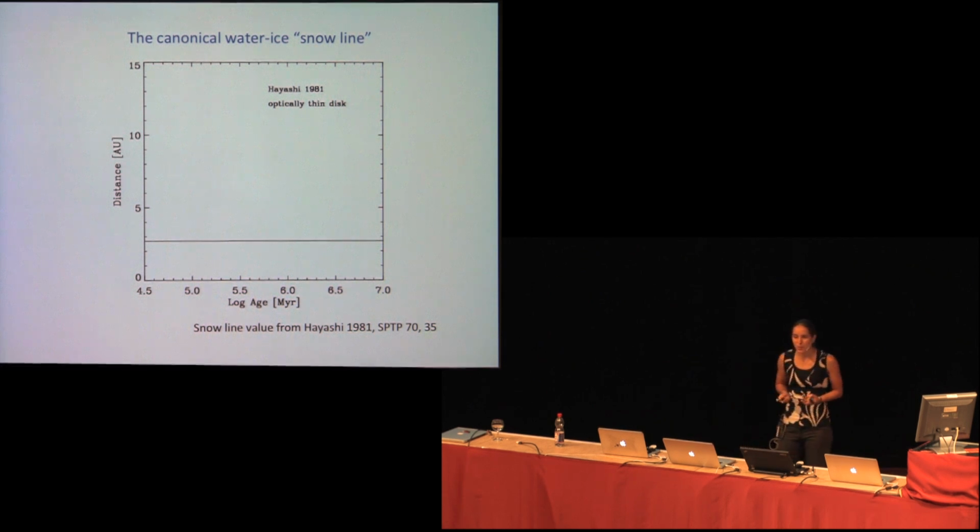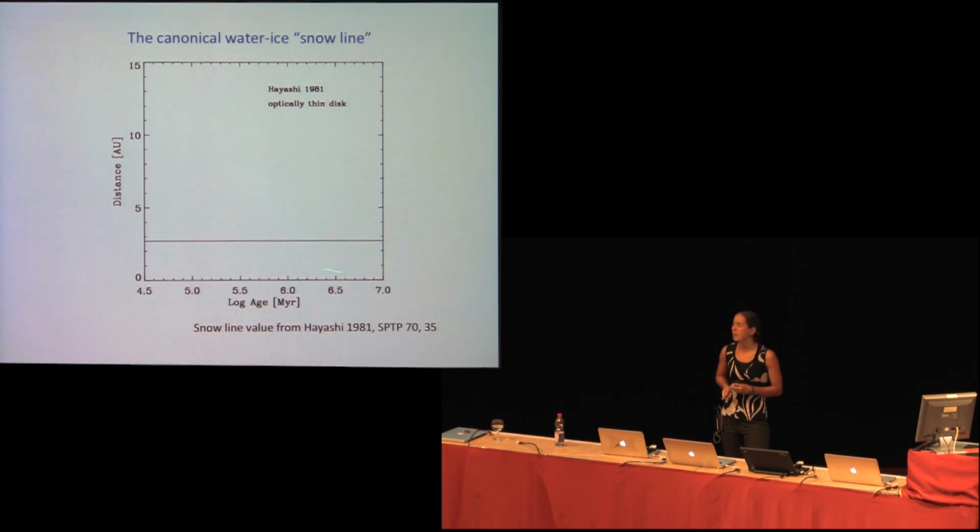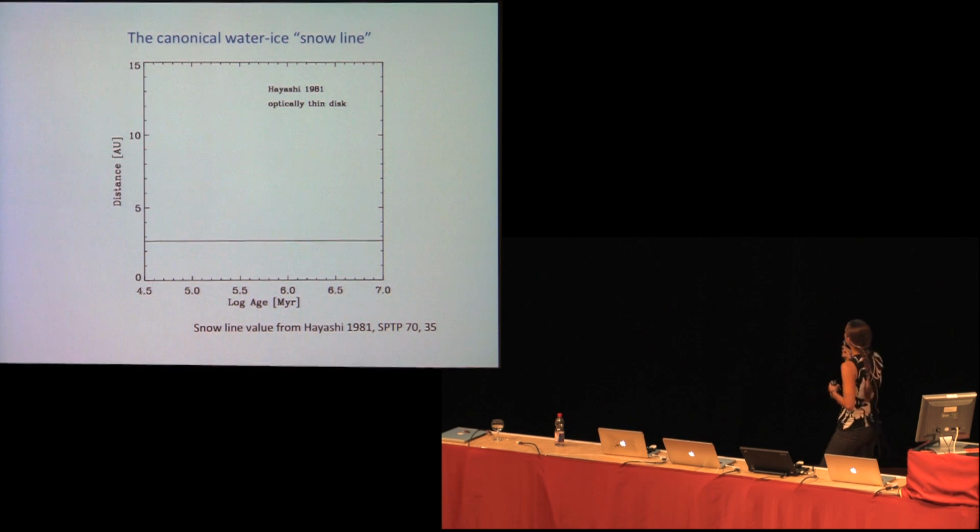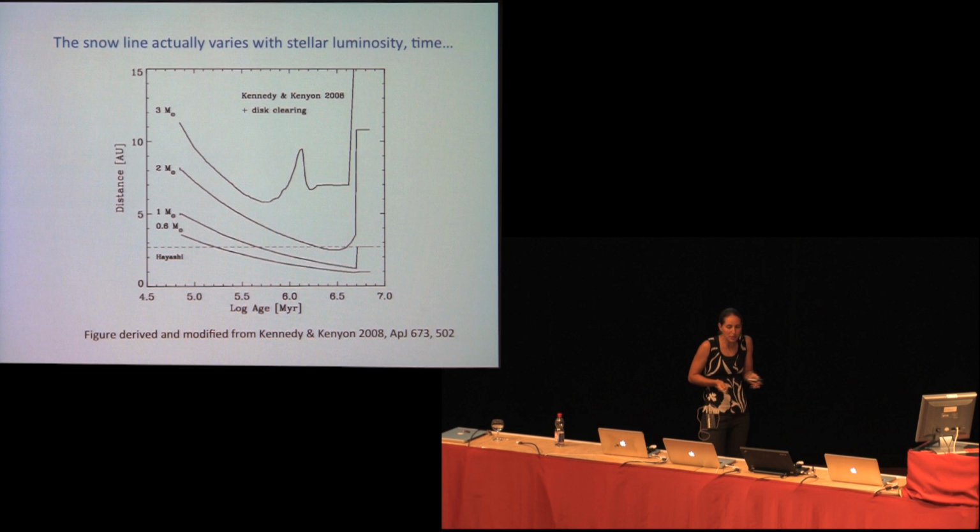So what do we actually expect about the snow line? Where is it? A lot of us, even though deep down we know this isn't right, still think about the snow line as a line. We think about it as the classical value of somewhere around, this is 2.7 AU from Hayashi et al., but something around a few AU, obviously between Mars and Jupiter. And we think it doesn't evolve. But the reality is probably a lot more complicated than that.